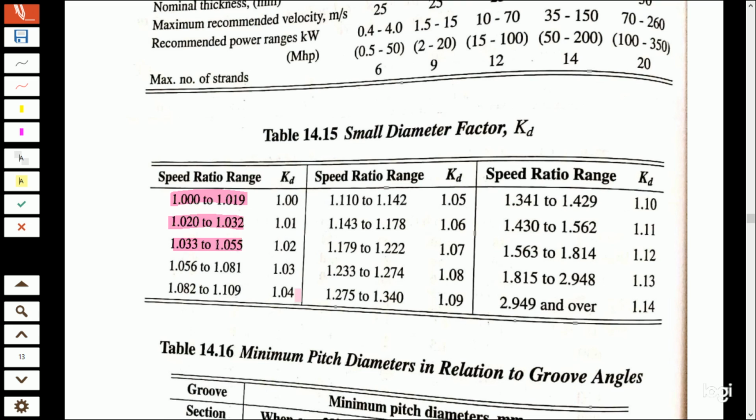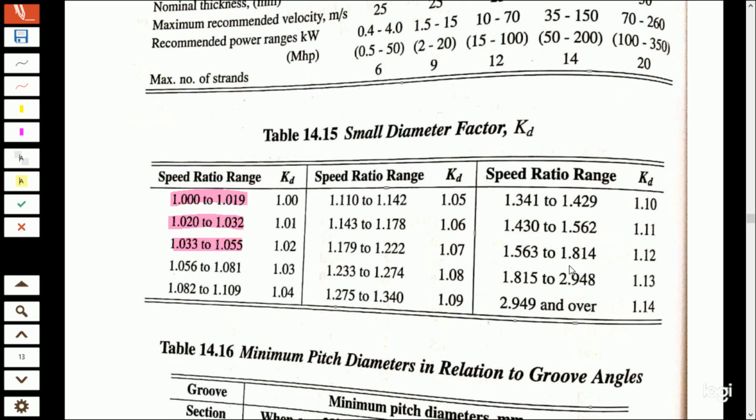Now for this question, what is the velocity ratio that we have? It is capital D by small d. The velocity ratio that we have obtained was 4, right? That means capital D by small d, 480 divided by 120, will give you the value as 4.